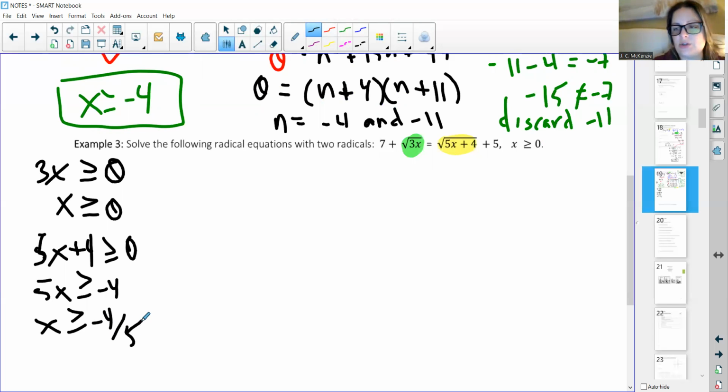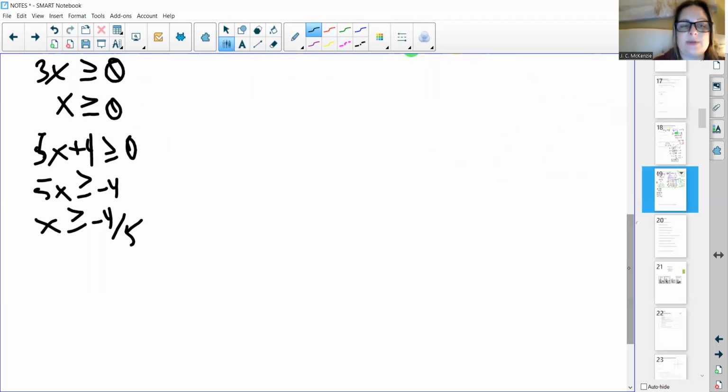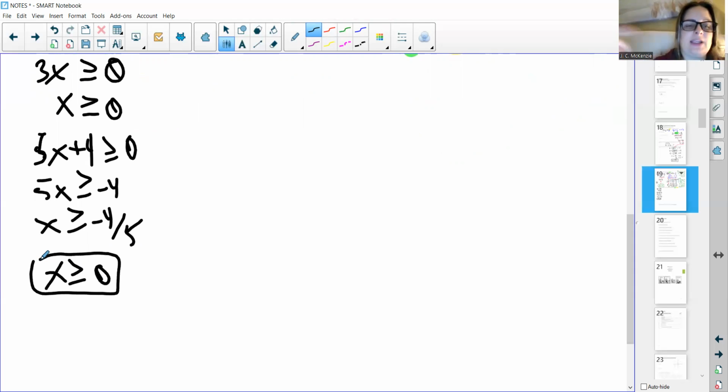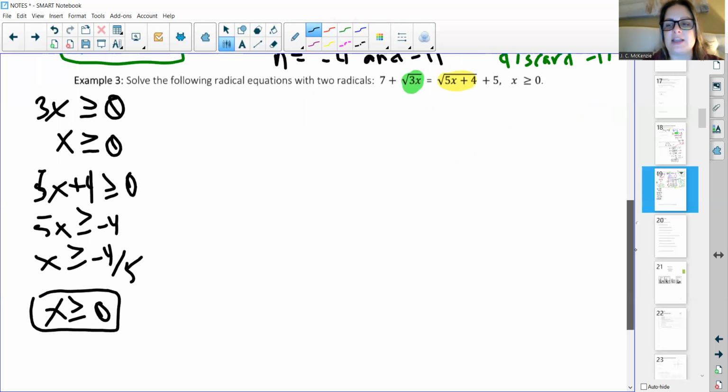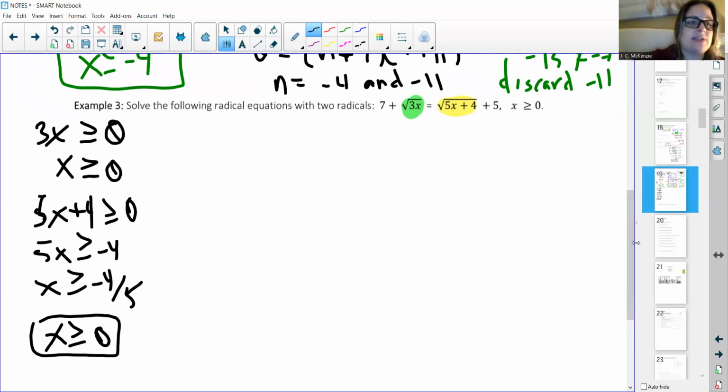So we look at these two different restrictions. x has to be greater than or equal to 0, and x has to be greater than or equal to -4/5, which is smaller than 0. So overall, whatever we get, x needs to be greater than or equal to 0. It can't be between -4/5 and 0 because it won't satisfy the second restriction. So the only thing that will work is if everything is either 0 or more. Okay, so that was step 1, determining our restrictions.